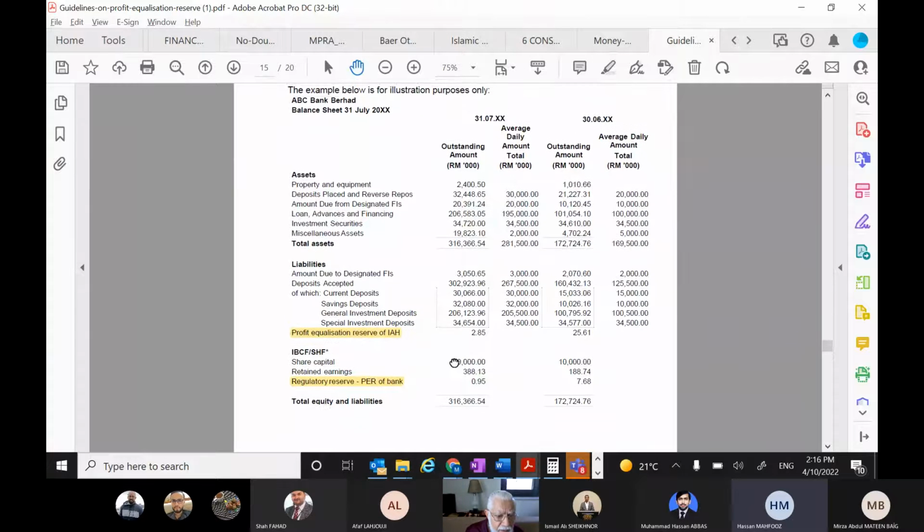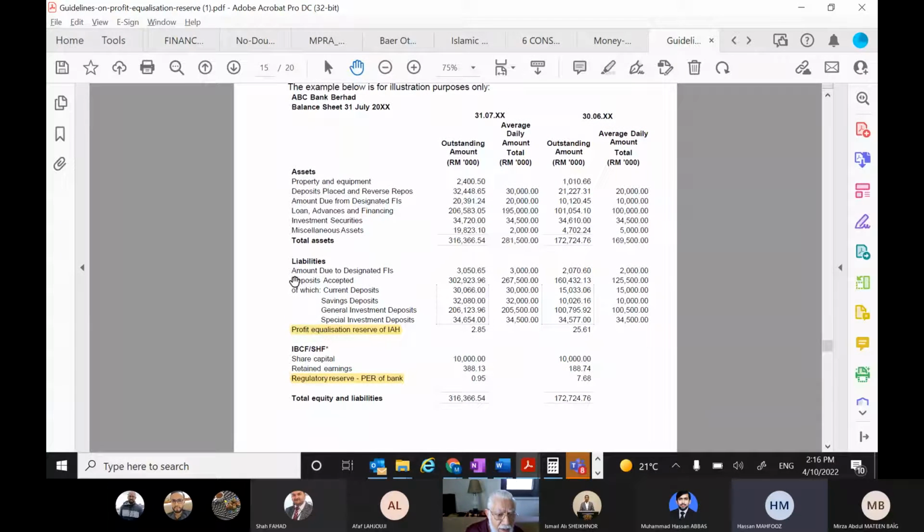Yes, Professor, if you see, it just mentions under the deposits. This is the deposit section. Savings deposit, general investment, special investment deposits, and then PER. Now, which bank is this? They have made it confidential. They have hidden the name of the bank.